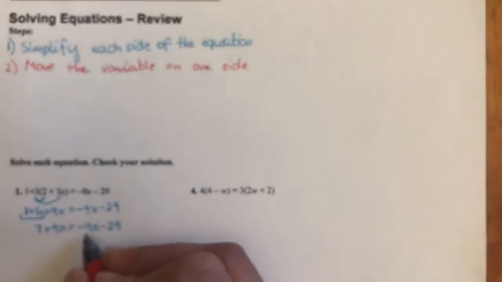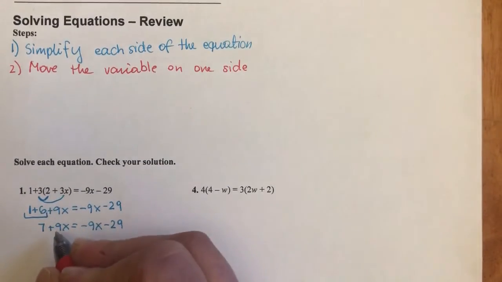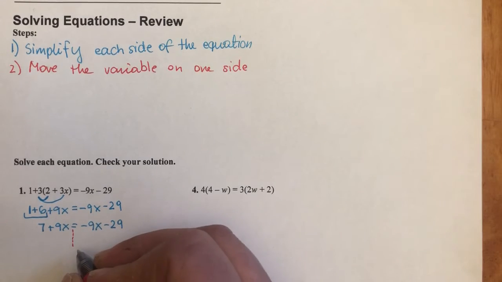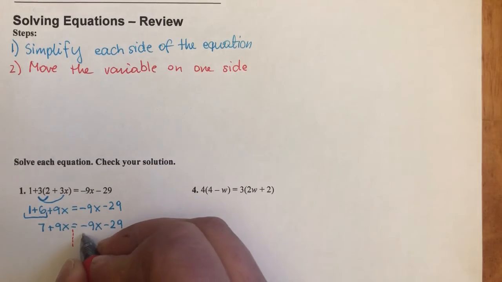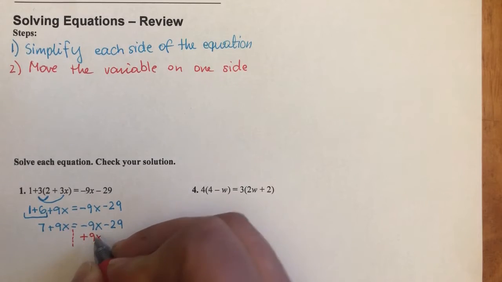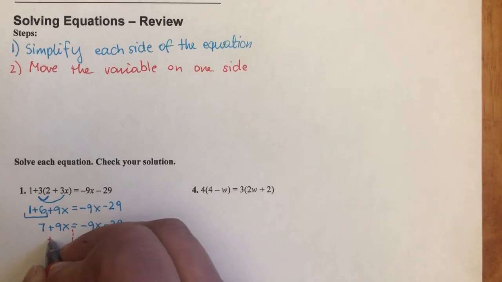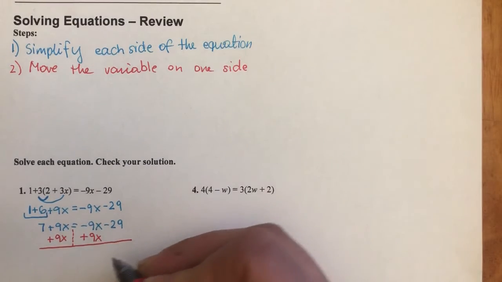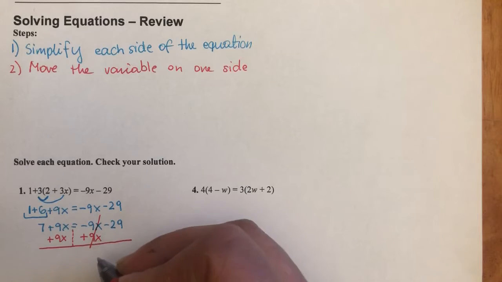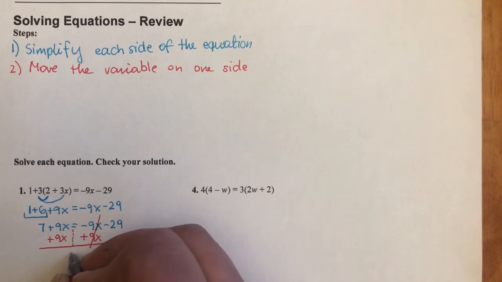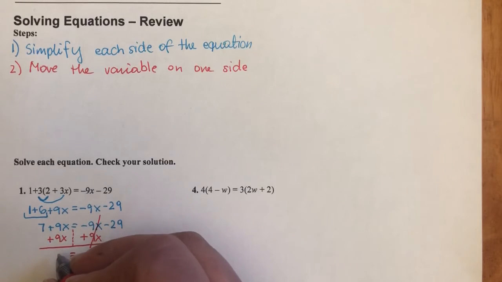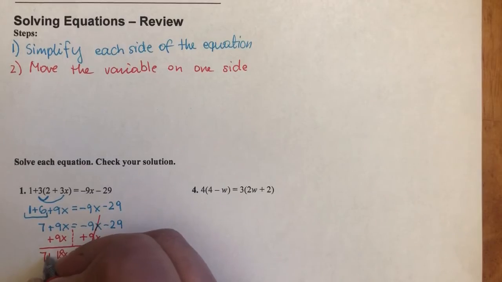So for me, I am going to take this and move it to the other side. I will put the line where the equal sign is. What I'm going to do is add 9x. Whatever I do to this side of the equation, I have to do to the other one. Look at this, negative 9x plus 9x, that's gone. My equal sign is here, negative 29 is here. 9x plus 9x is going to give me 18x, and then I have 7.